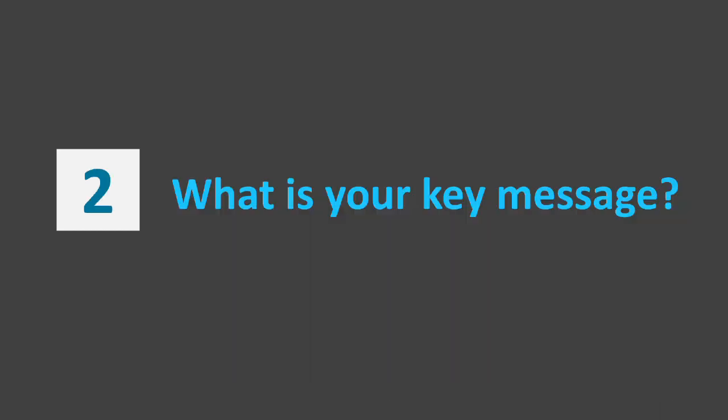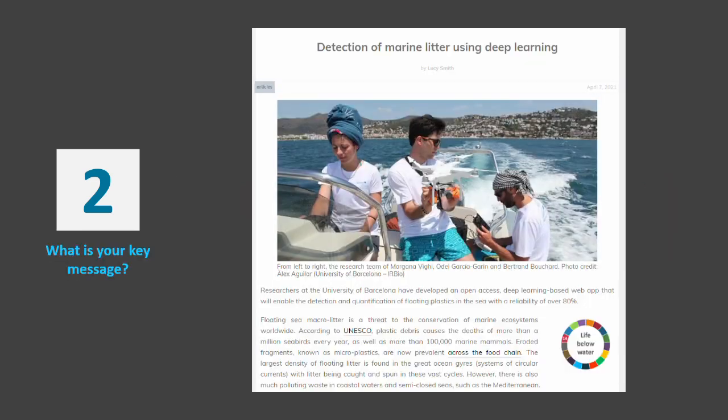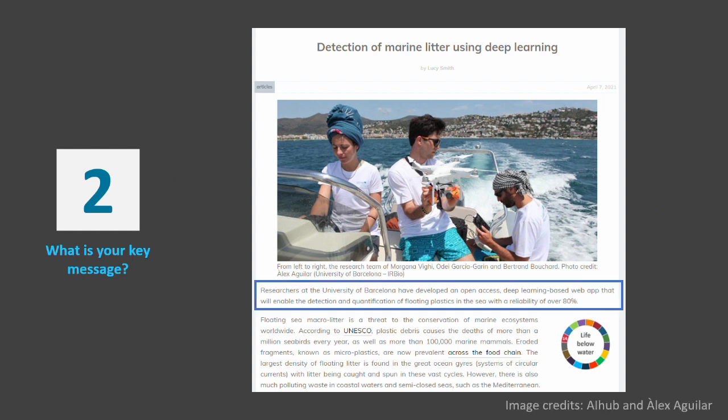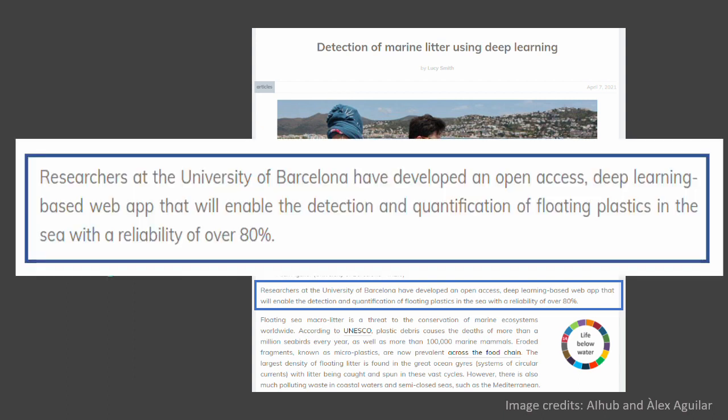Before putting pen to paper, think about your key message. What are the main findings from your research that you'd like to tell people about? Focus on a particular aspect of your research that you find exciting and that you'd like to communicate. Think about the most important points you'd like to get across.